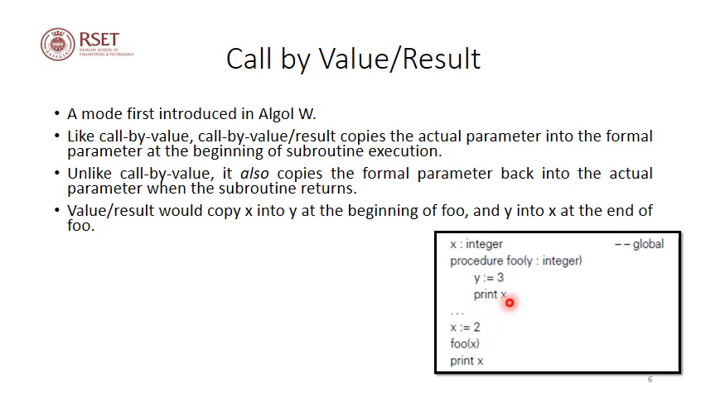Now the function returns, and at that point of time the most recent value of the formal parameter will be copied back to the actual parameter x. So when you execute the statement print x after the function call, after the function returns, this statement will now be printing the most recent value of x, that is 3. So the output will be 2, 3.